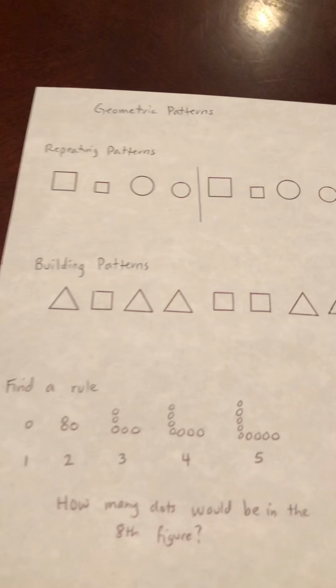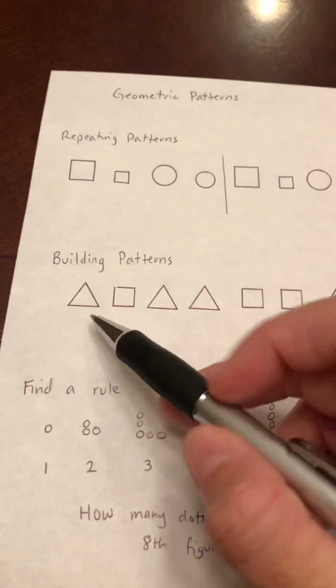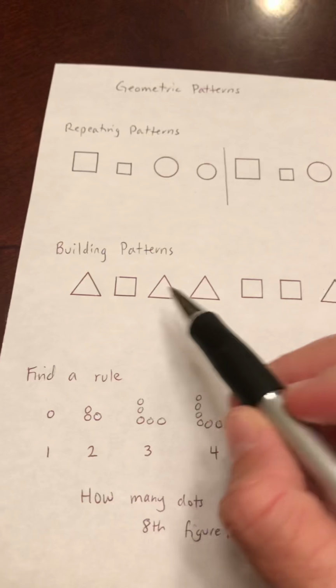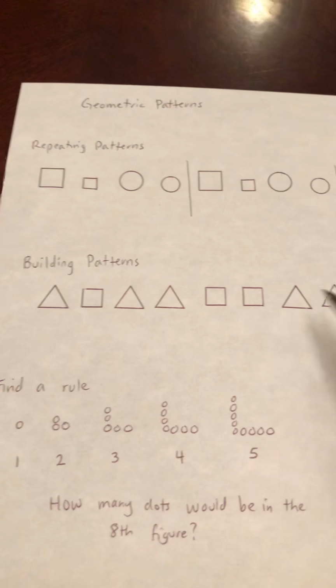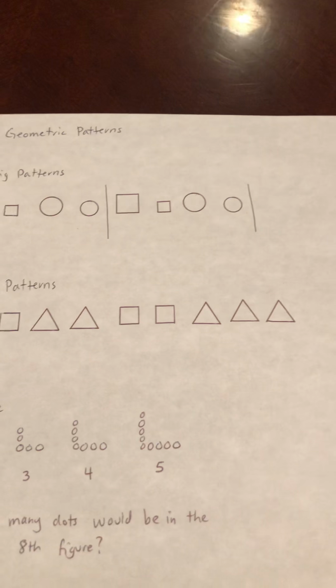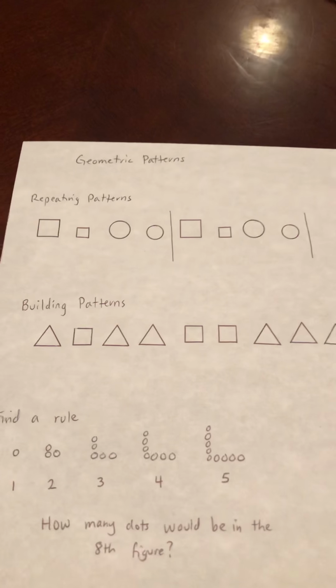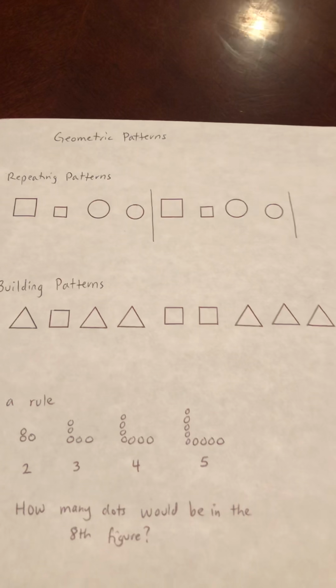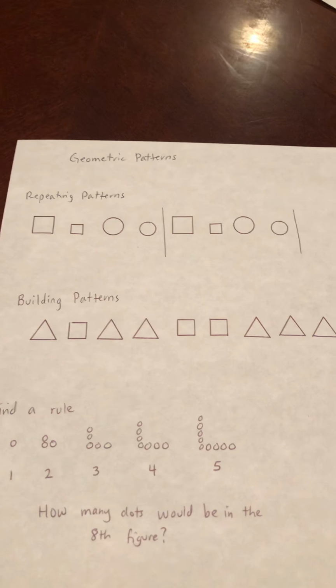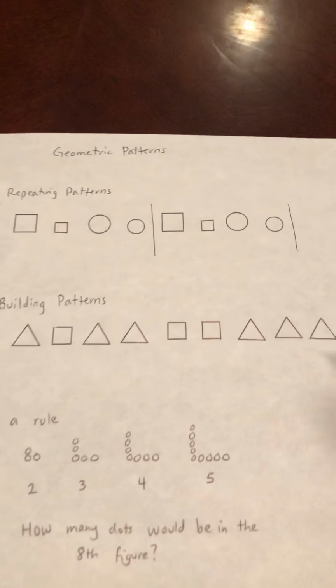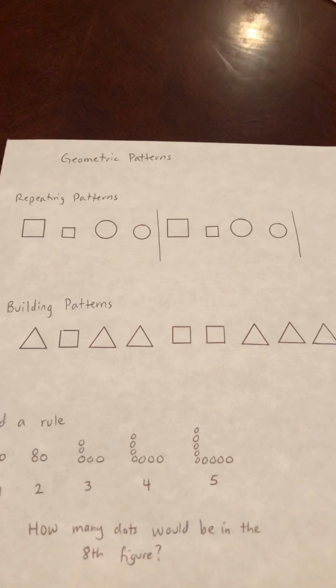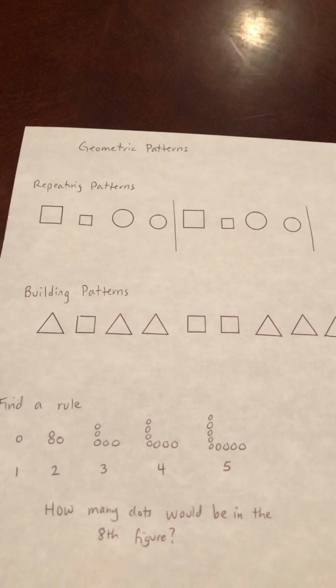Other ones we'll look at are going to be what I call building patterns, patterns that build on themselves and get bigger and bigger. So this starts with triangle, square, and then it's 2 triangles, 2 squares. 3 triangles, next would come 3 squares. So again, they might ask, what are the next 4 figures in the pattern? Or, what is the 20th figure in the pattern? They might have to draw those out or something like that that shows that they're understanding how that builds.